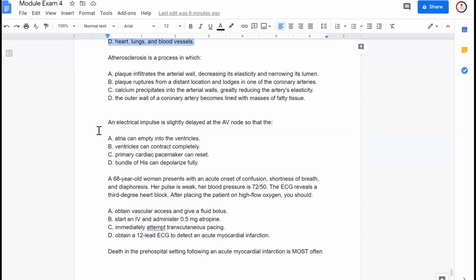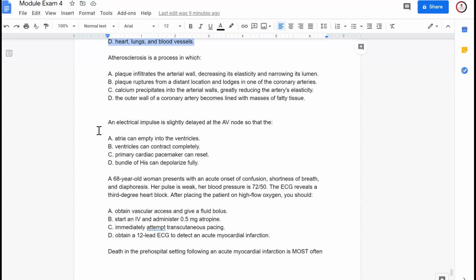Atherosclerosis is a process by which plaque infiltrates the arterial wall, decreasing elasticity and narrowing its lumen. Yes, that sounds pretty good so far. Plaque ruptures from a distant location and lodges into one of the coronary arteries. No, traditionally not. That's not the whole idea of atherosclerosis. Calcium precipitates in arterial walls, reducing the elasticity.